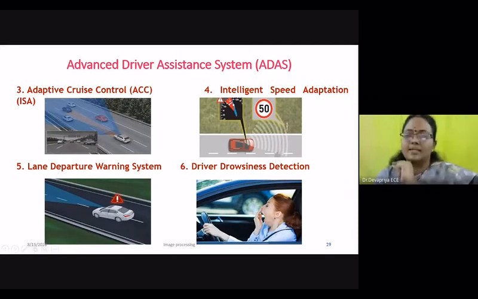Then again, intelligent speed adaptation. In our country, we do not follow the speed limitation. Even if the speed limit is 50, we will be going around 100. But when you adopt these kinds of things in our vehicle, the car manufacturer has to embed them in the vehicle. So whenever it sees a signboard with 50, the vehicle speed should automatically reduce to 50, and it should not increase above that. Like that, the intelligence should be done.